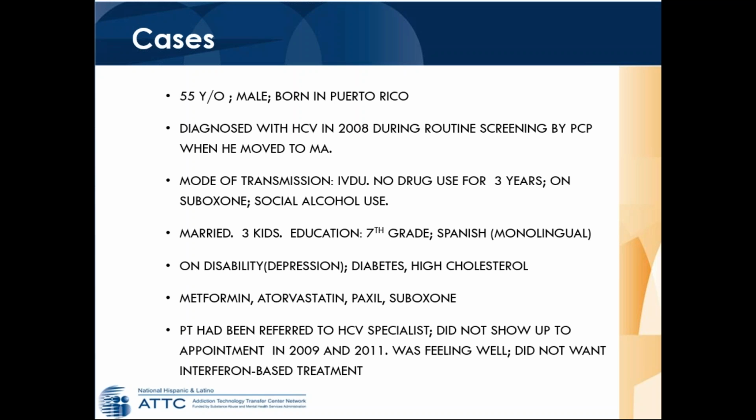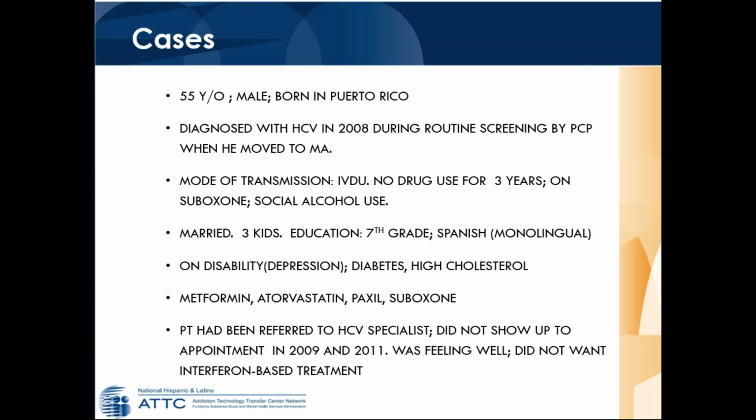And I'm going to start with a case because I think this case illustrates the main barriers in terms of potential screening, diagnosing, and treatment in terms of hepatitis C. So this 55-year-old male, a patient born in Puerto Rico, was diagnosed with hepatitis C in 2008 during a routine screening by his primary care when he moved to Massachusetts.